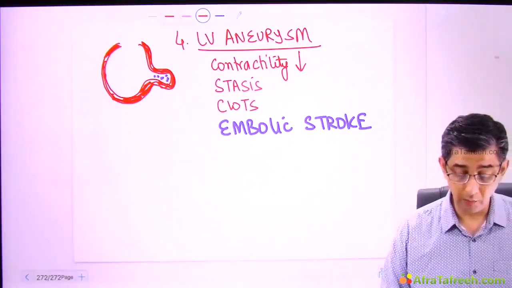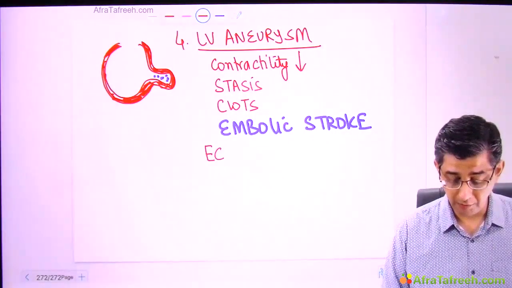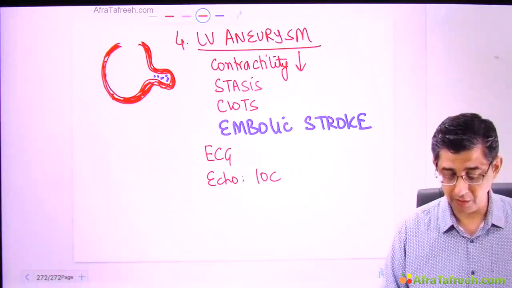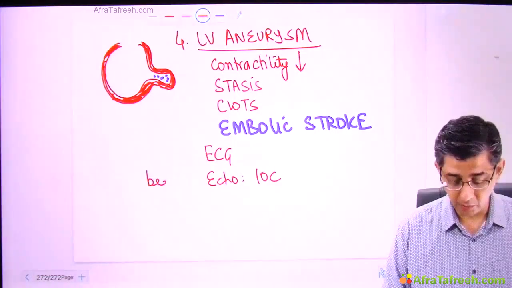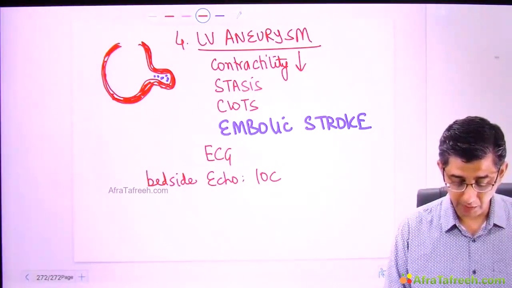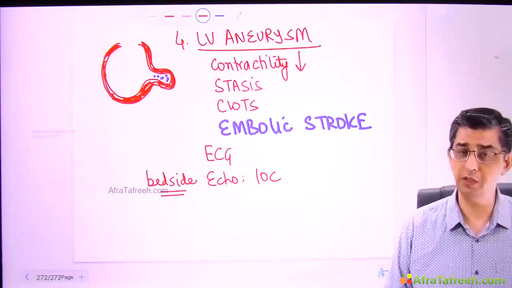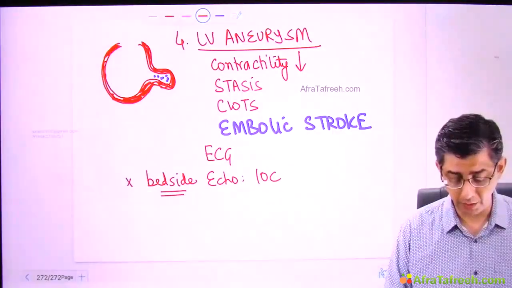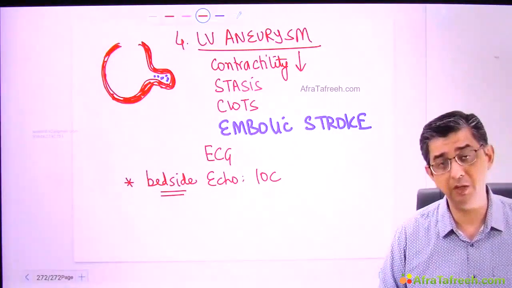How would a doctor come to know that the person is having an LV aneurysm? There are two ways of knowing it, and obviously the best way is echocardiography. If I do a bedside echo, you see, most of the time in post MI patients, on the second or third day we do a bedside echo anyway. So this is a very reliable way to pick up an LV aneurysm which is developing.